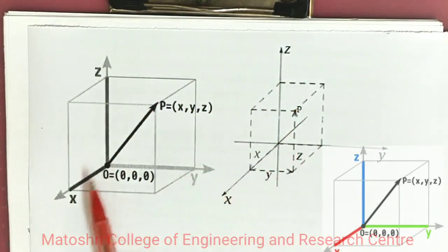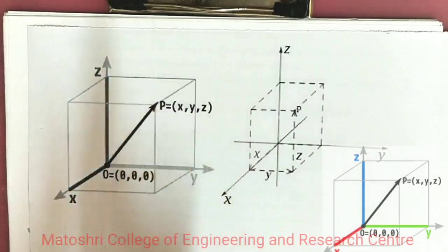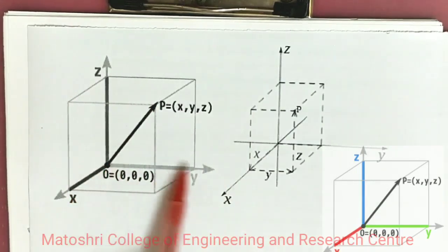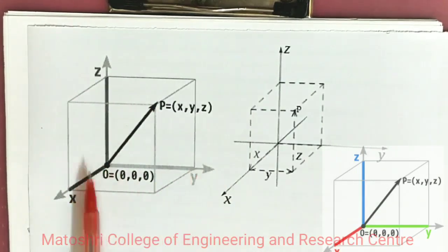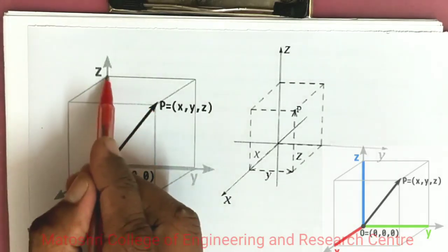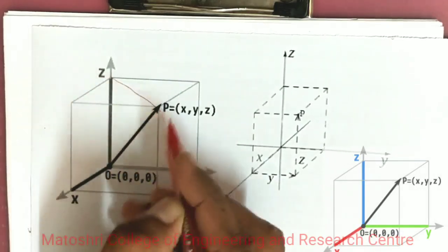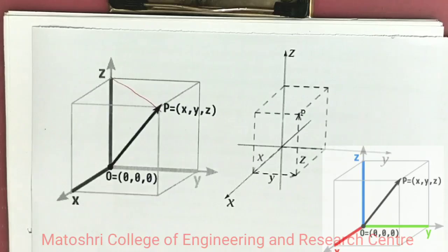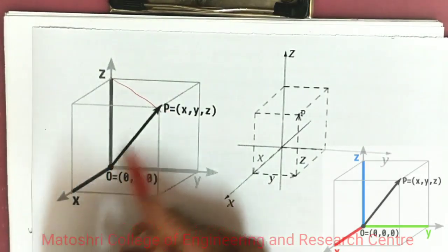This is the x coordinate. There is a distance as you are moving from the origin to the point P. With respect to the x axis, you are moving by a distance x. With respect to the y axis, you are moving by the distance y. With respect to the z axis, you are moving by a distance z. So these are the x, y and z coordinates. These are the distances measured with respect to the x, y and z axes. These are the coordinates.